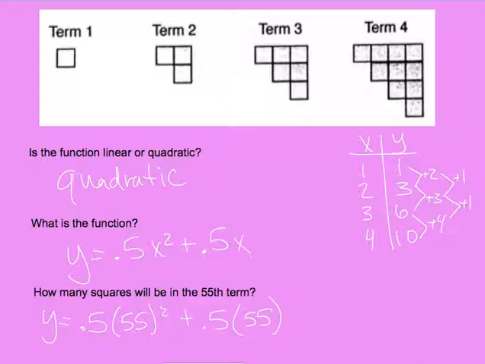So put that in your calculator and see if you can get the answer on your own. And you can pause it, because I'll put the answer up here. Hopefully you get 1540. And that's all there is to it.